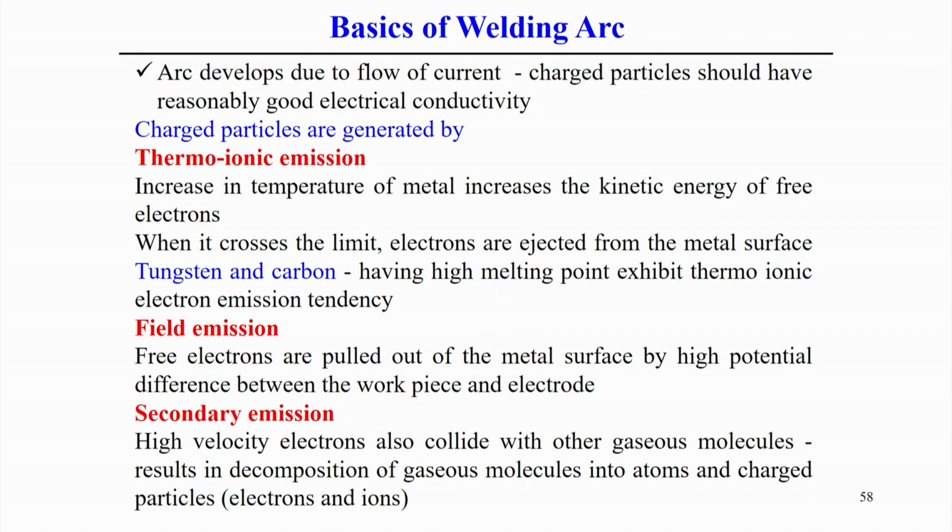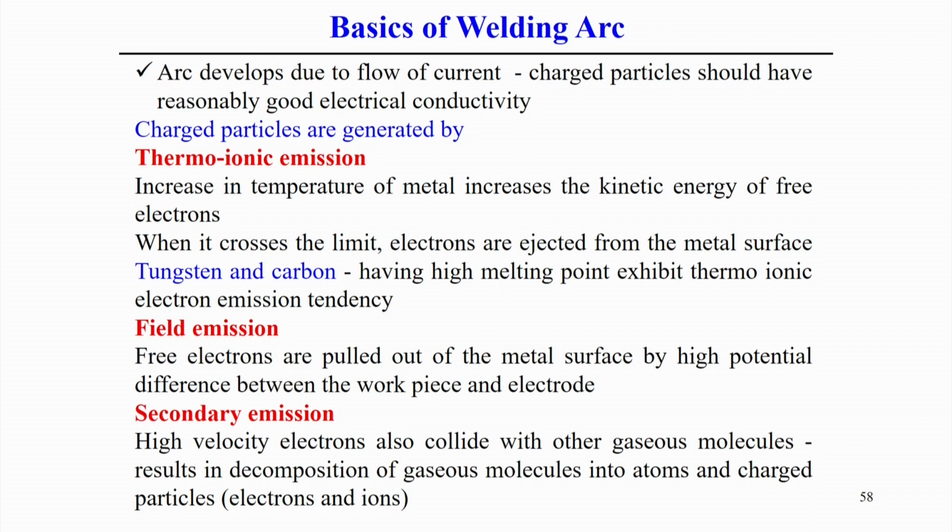So, in the arc welding process, the arc develops due to the flow of current, and the charged particles should have reasonably good electrical conductivity. That is the main principle of the welding arc, that the welding arc can be represented by charged particles and the movement of the particles within the arc itself. These charged particles can be generated, and three different theories can explain this.